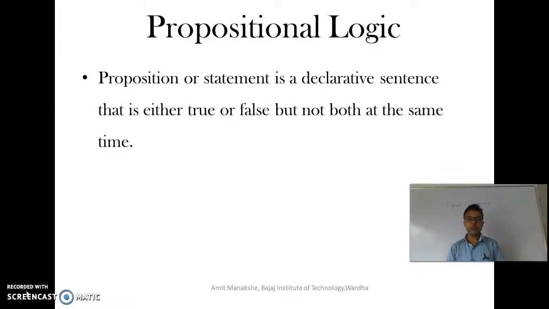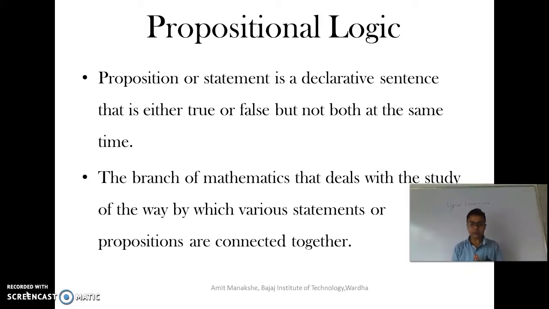So what is a proposition? A proposition is also called a statement. It is a declarative sentence that is either true or false, but not both at the same time. This is what we have seen. Then what is propositional logic? It is the branch of mathematics that deals with the study of the way by which various statements or propositions are connected together. This is what we saw in the last video.